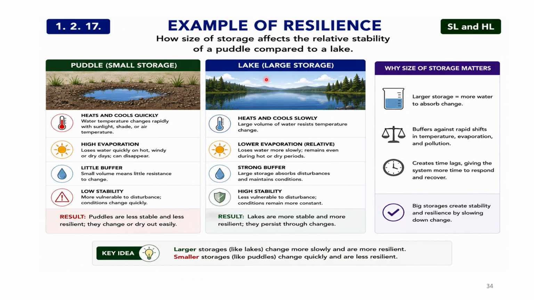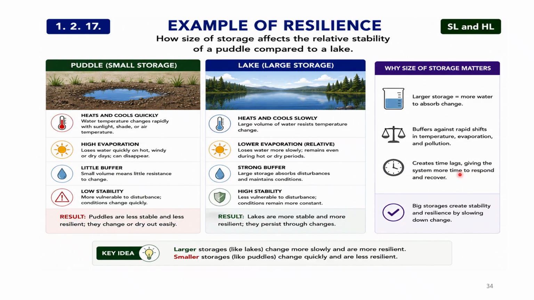Now compare this with a large lake. Its much greater water volume changes temperature slowly, evaporates more gradually, and acts as a strong buffer against environmental fluctuations. Even during a short heat wave, a lake usually maintains suitable conditions for aquatic organisms. For example, fish are far more likely to survive in a lake than in a shallow puddle during periods of extreme heat. The key principle is that larger storages absorb change more effectively, creating time lags that give ecosystems more time to respond and recover.